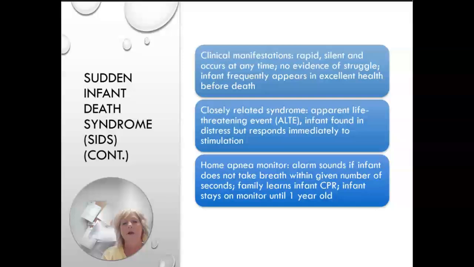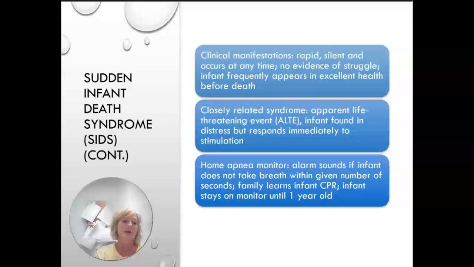But sometimes we can get what we call ALTE. This is apparent life-threatening event. I know from working in the NICU myself, we would have a lot of babies that were premature, and a lot of these babies would have apneic episodes. And that's just part of being premature. But I can remember seeing some of these babies that, even a couple weeks before they were going home, we had them on monitors, and they would be having periods of 20-second apnea.